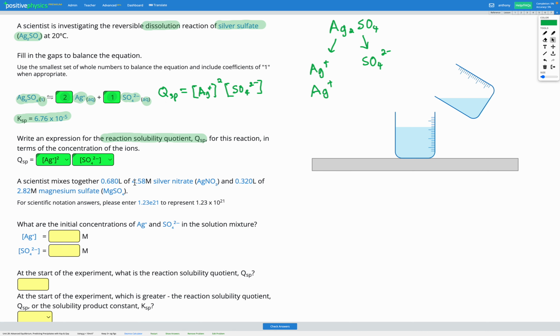Next, we're told a scientist mixed together 0.68 litres of 4.58 molar silver nitrate solution and 0.320 litres of 2.82 molar magnesium sulfate solution. First, we have to figure out what our concentrations of Ag plus and SO4 2 minus will be in the solution mixture.